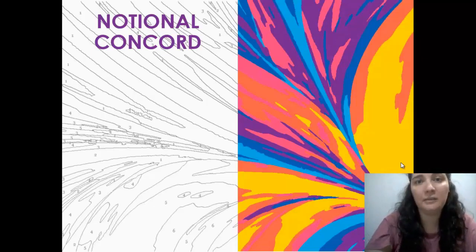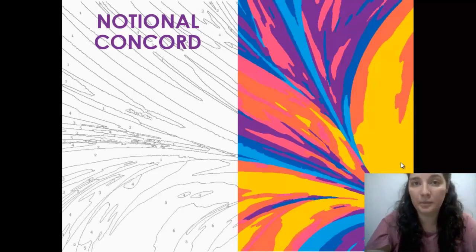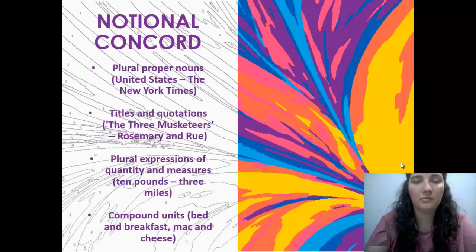instead of following the common rule we established in grammatical concord that whenever we have a singular subject, we need a singular verb, or whenever we have a plural subject, we need a plural verb. Here we have a list of nouns which generally follow notional concord. The first item is plural proper nouns, those nouns that are made of a plural, but in fact they are related to a single item.